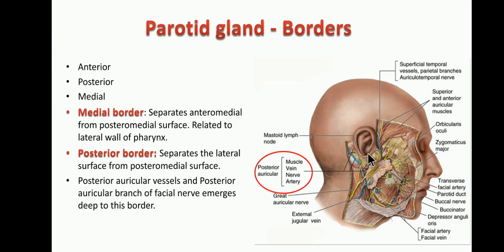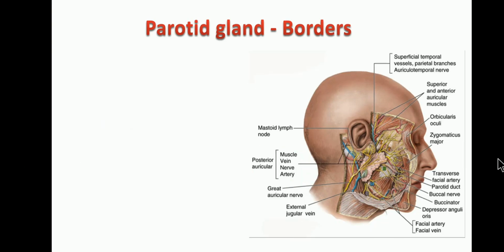Okay, so posterior auricular artery is a branch of external carotid artery. Then you have the posterior auricular vein, which is going to join with the posterior division of retromandibular vein to form the external jugular vein. Also there is one more small muscle. So mainly the posterior border is related to the posterior auricular vessels and nerves, and it is overlapping over the sternocleidomastoid muscle. So medial border, and then this is the posterior border. Now coming to the anterior border, which you are able to see here.